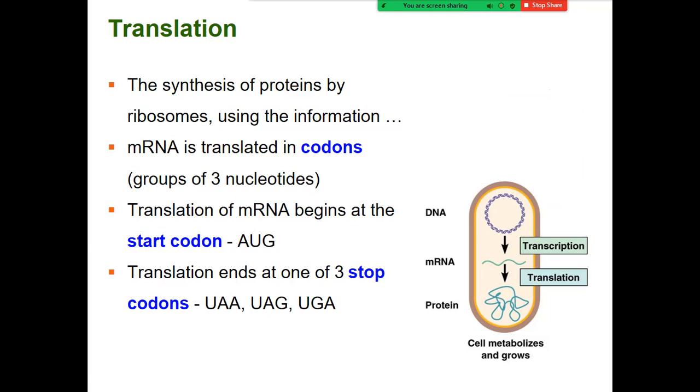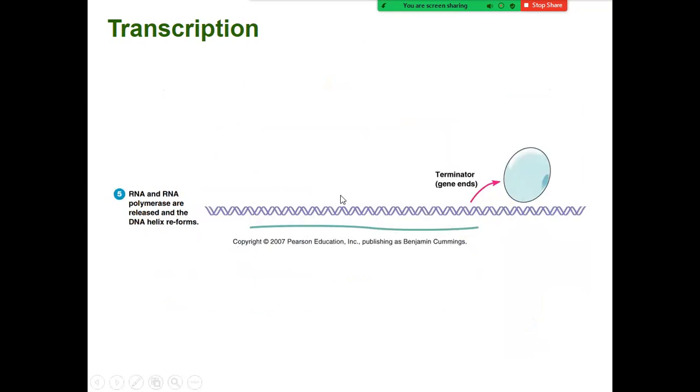Okay, now the messenger RNA then moves into the cytoplasm, at least of a eukaryotic cell. It's already in the cytoplasm of a prokaryotic cell. And then we can have translation of the messenger RNA occurring. Now remember, transcription doesn't always make messenger RNA, only if this gene codes for a protein.